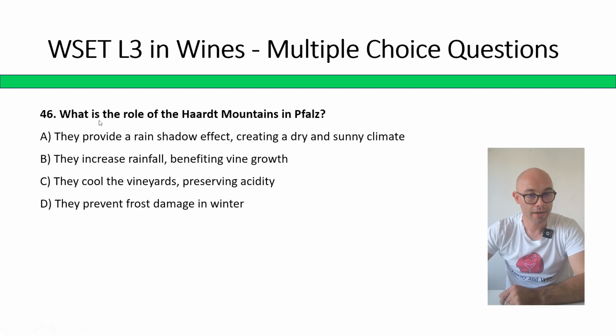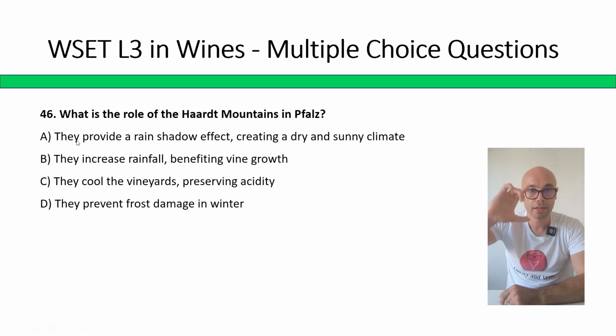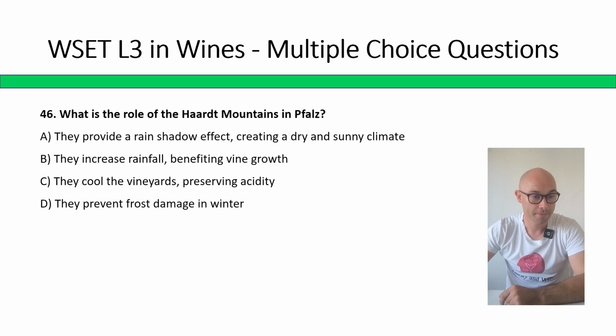What is the role of Haardt mountains in Pfalz? Haardt mountain is the continuation of Vosges mountains in Alsace. They provide a rain shadow effect, creating a dry and sunny climate. They increase rainfall, benefiting wine growth. They cool vineyards, preserving acidity. They prevent frost damage in the winter. The correct answer is A. They provide a rain shadow effect, creating a dry and sunny climate as in Alsace.